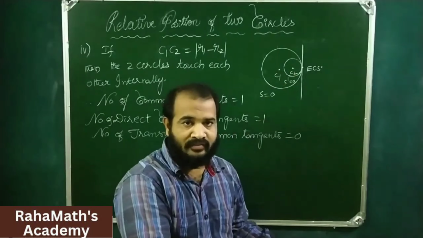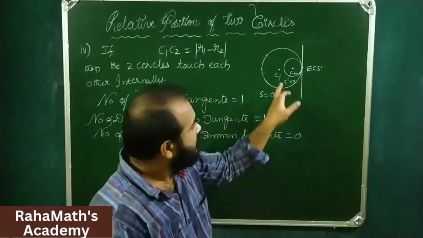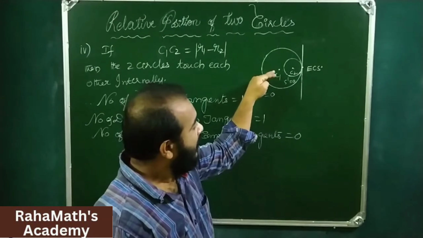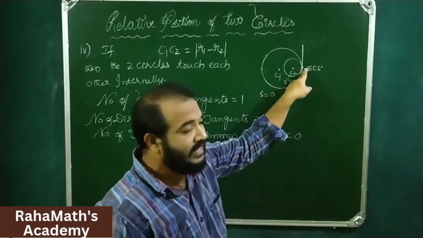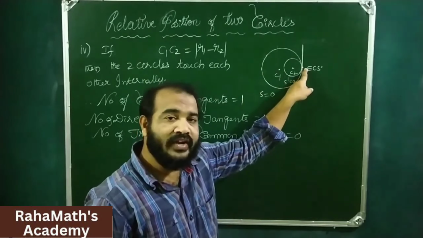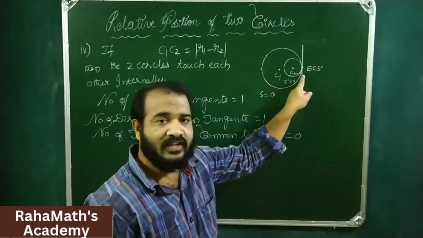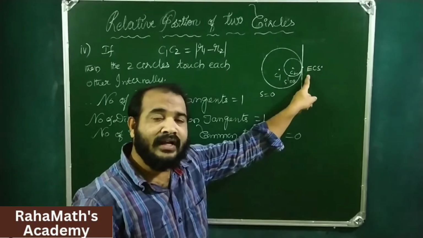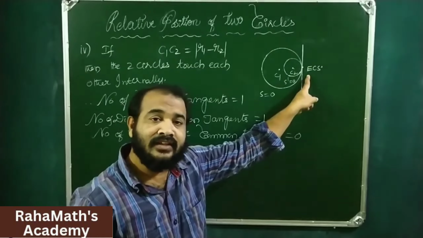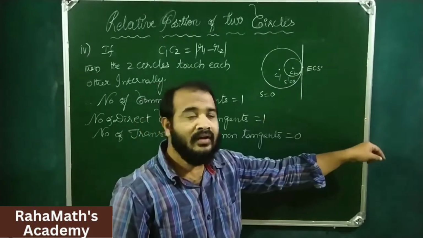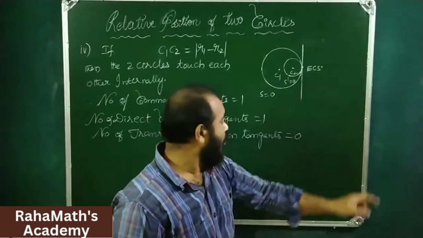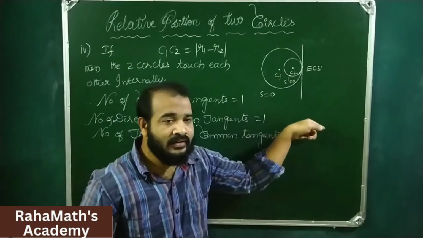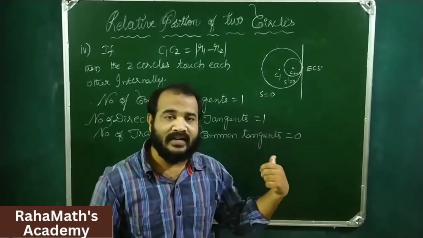So if you are struggling with this, no problem. C1, C2 is the line joining the two centers. If this point of contact is outside the line joining the centers C1 and C2, then it is an external center of similitude. Whenever an external center of similitude exists, there is a possibility of a direct common tangent. Therefore, the number of direct common tangents is 1 and there are no transverse common tangents.